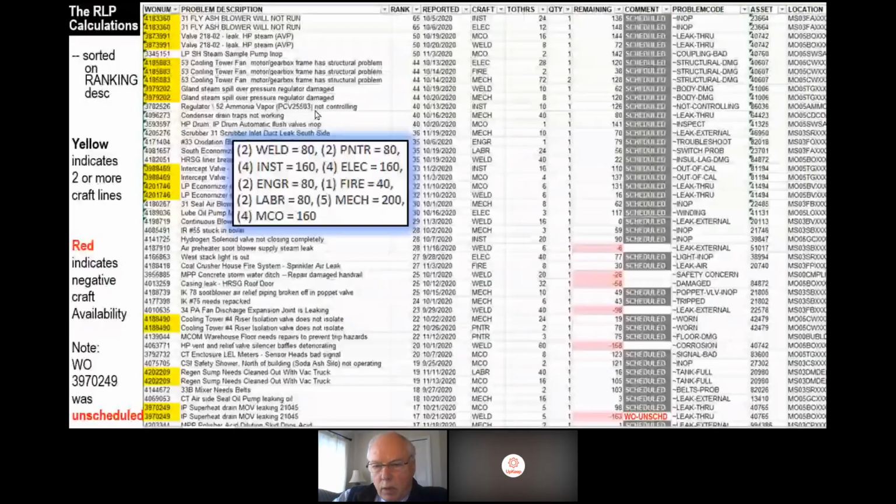Something interesting down here at the bottom. I don't know if you can see it, but there is some red: work order was unscheduled. That particular job is a multi-craft work order, and the first craft had sufficient resources, but the second craft had gone negative. Therefore, that job is unscheduled. It will not be selected in the set of work. Isn't that interesting? Both crafts need to be available.